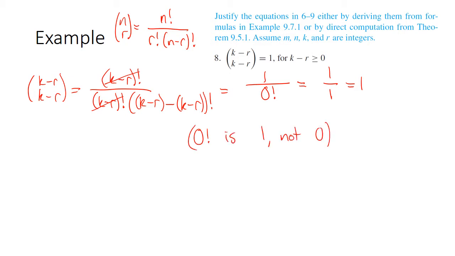Okay? If you want to think of that in terms of a counting problem, 0 factorial is the number of ways of arranging 0 objects in a particular order. So the number of ways to arrange 0 objects is not 0, because that would indicate that you can't do it, but you can do it. You just stand there and do nothing. That's how you do it. So the number of ways to arrange 0 objects in a particular order is 1, which is to stand there and do nothing. Okay, so anyway, that is 1.